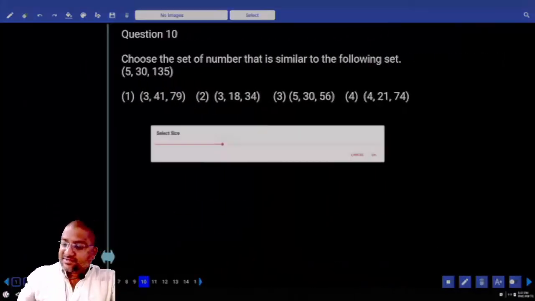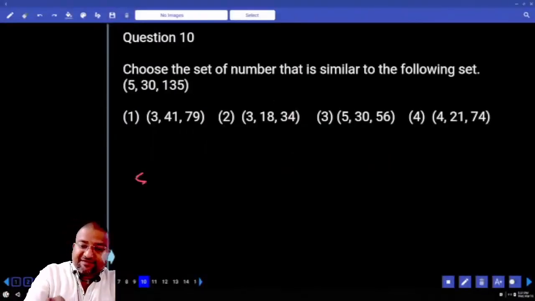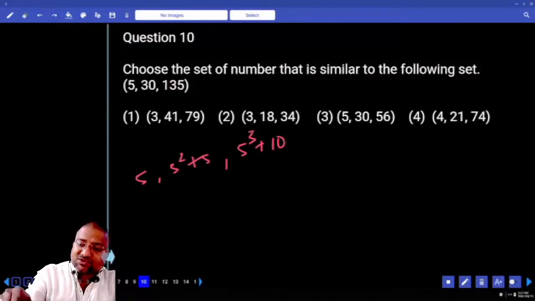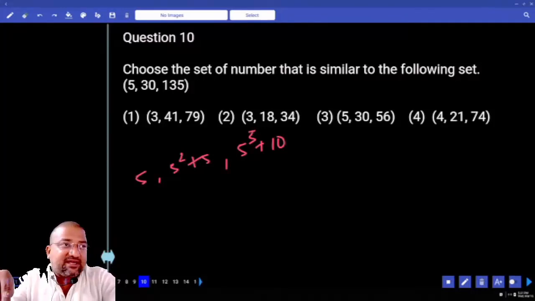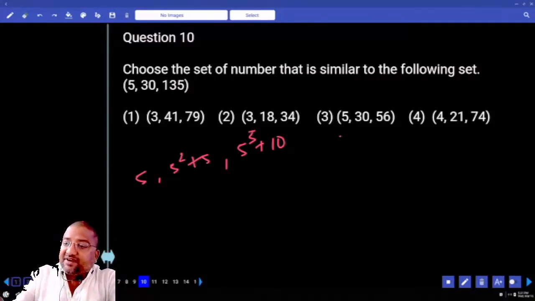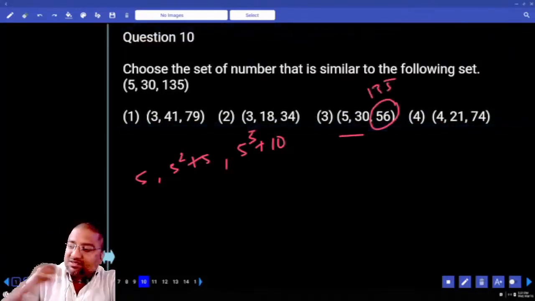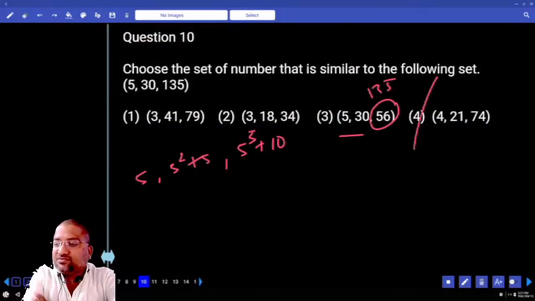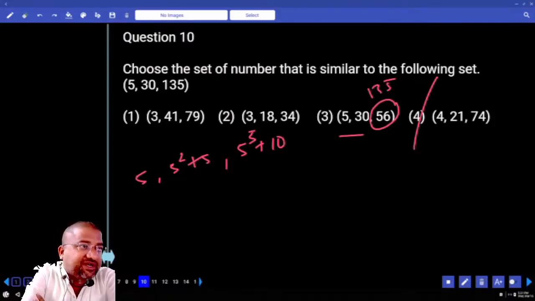530 and 135. Can anyone relate what's going on here? 5 square plus 5 cube plus 10. So you have a square and a cube. 3 square is 9. No way. 3 square 9, 9 plus 5 is 14. No. If you see 5 and 30 again, compulsorily this number should be 135. Right? So obviously your answer is what? Fourth option. 4 square, how much? 16. 16 plus 5 is 21. 4 cube is 64 plus 10. What's the answer? 74. Is this clear?